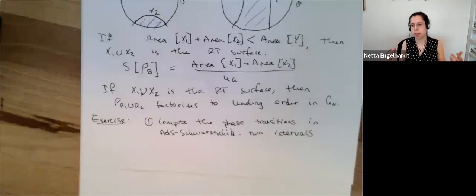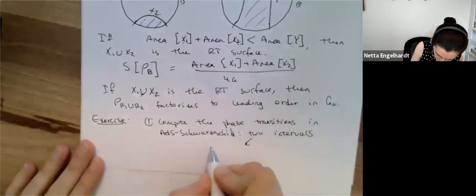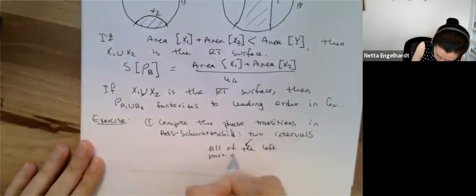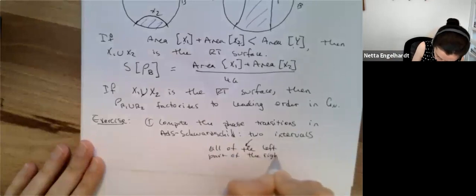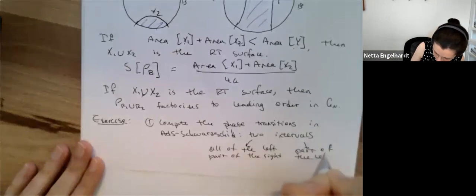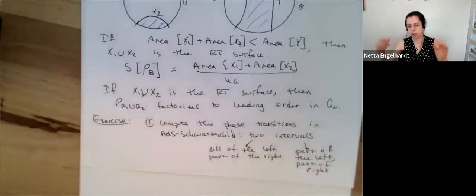So this is an example of as you take more and more subsets of the system, eventually it begins to purify itself. So if you play around with two intervals, either all of the left, part of the right, part of the left, part of the right, etc., you can recover a Page curve as you eventually take everything to be included in the union of the two subregions.